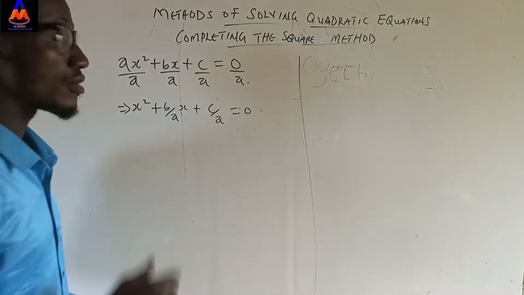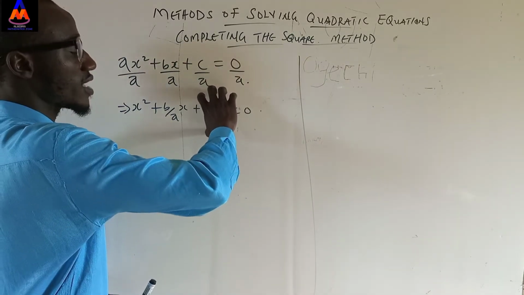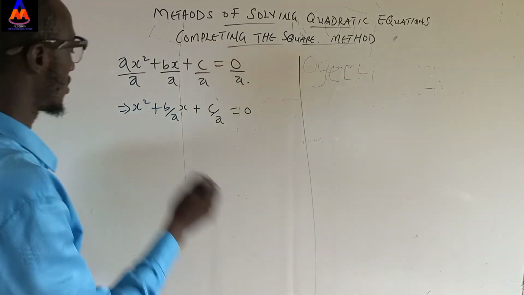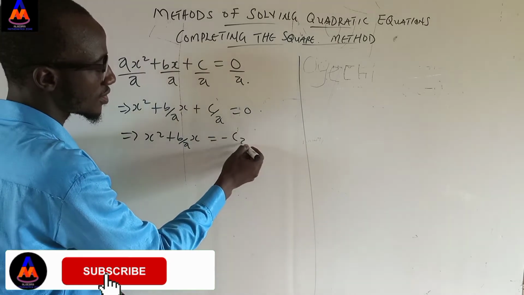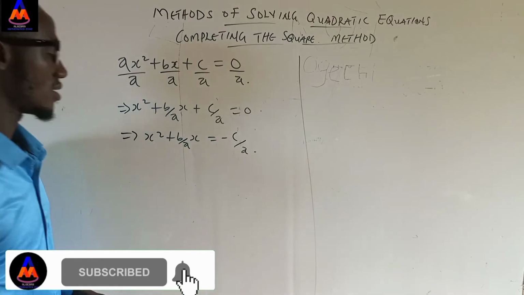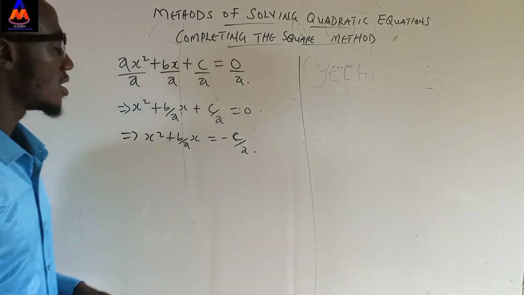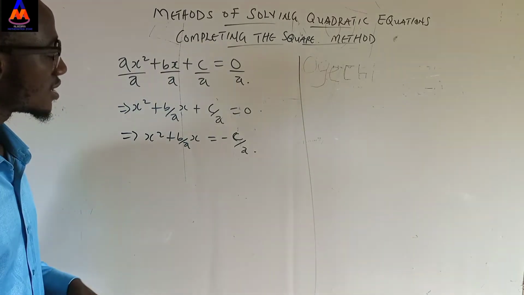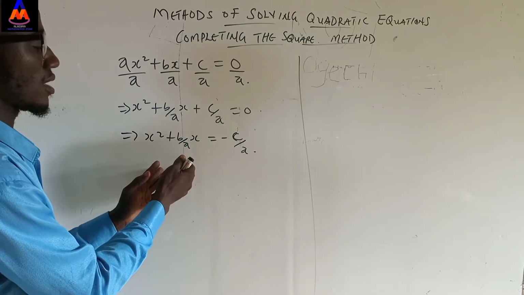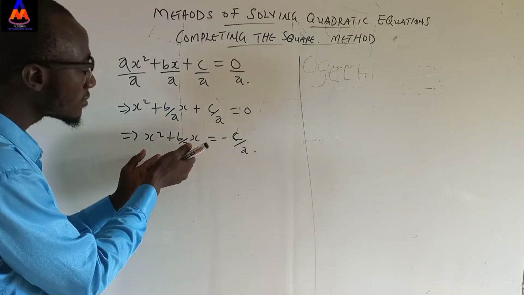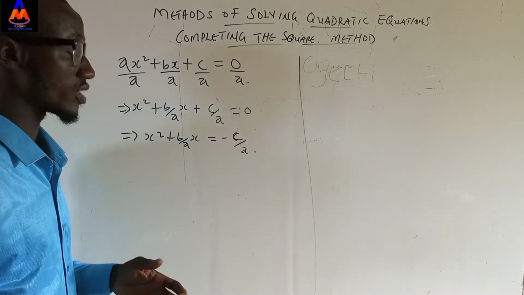The second step that we move to is that we should take the constant term to the other side. That means that we have x squared plus b over a x equals minus c over a. That's the second step. Then the third step is that we should find a way to add to both sides a perfect square that will be gotten from, okay, if I implement that, you will get it better.